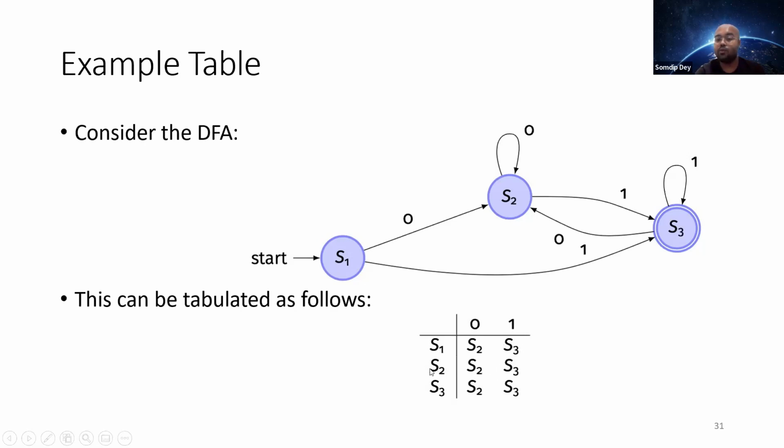And for S2, if the state is S2 and the input is 0, then it will stay in the same state, which is S2. So we write S2 in the state transition table here. And for 1, it moves to S3. So we write S3 here in the state transition table. And we traverse the different states again the same way for S3 as well.